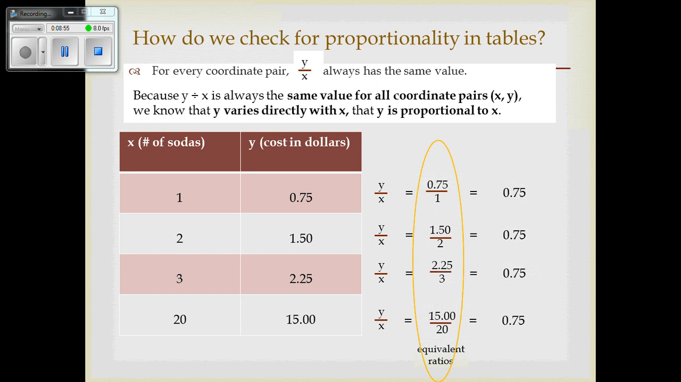All four of these are equivalent ratios, and this is a way that we can test to see whether or not a table of values is indeed proportional. We can write y over x, y over x, y over x, y over x, substitute in the actual values from the table, and then type them into our calculator and evaluate. If we get the same number for each one, then we know we have a proportional relationship.